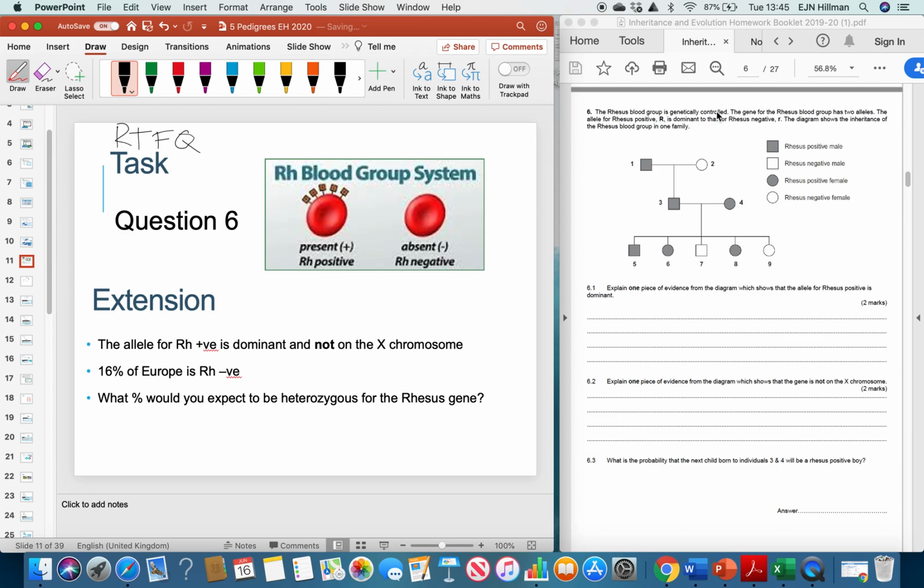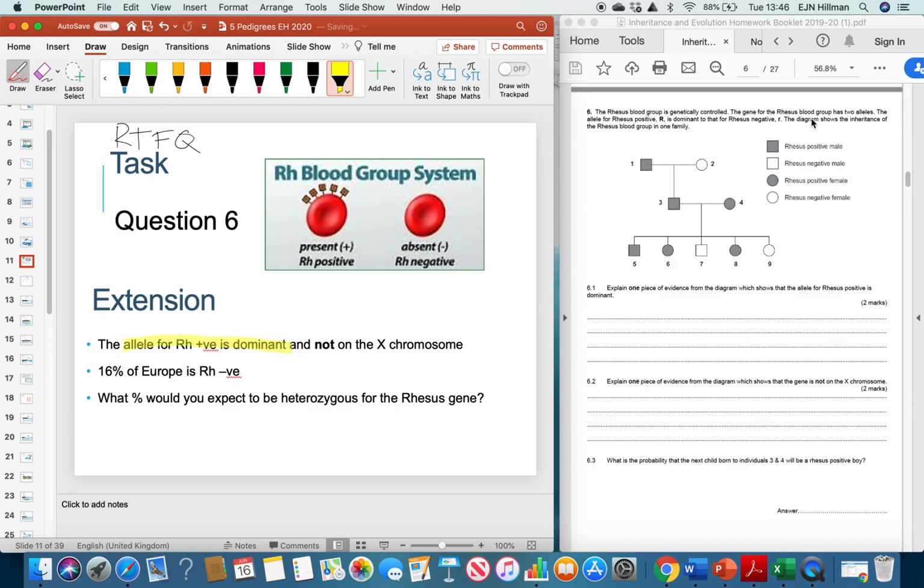So if we read through, it tells us that the rhesus blood group is genetically controlled. We can see on this little diagram, a person can either be rhesus positive with those antigens on the surface, or they can be rhesus negative without the antigens. So the gene for the rhesus group has two alleles. The allele for rhesus positive, capital R, is dominant to that for rhesus negative. That's the first really important piece of information, that the allele for rhesus positive is dominant.